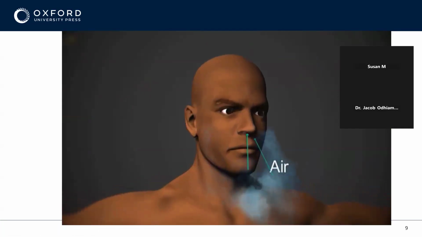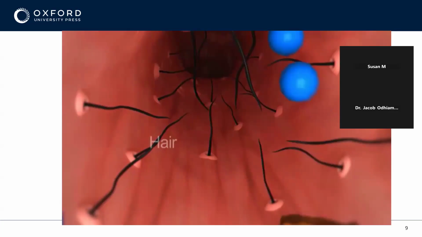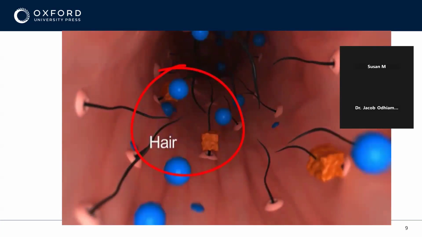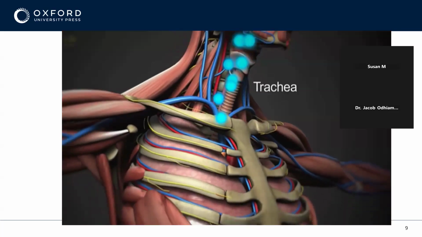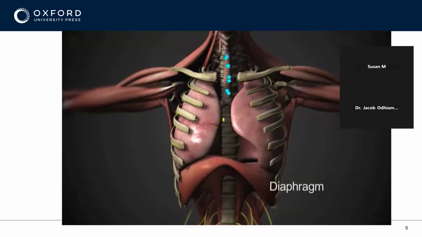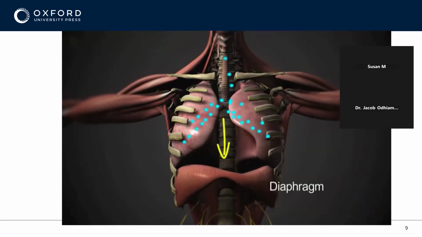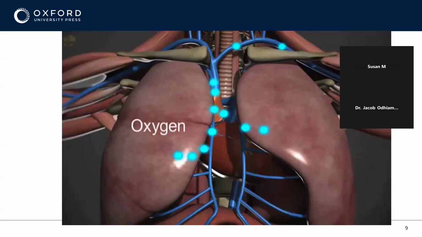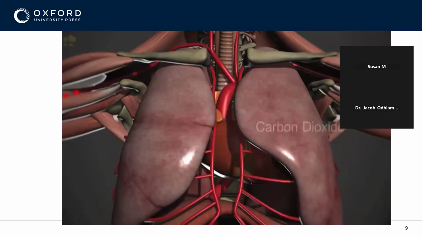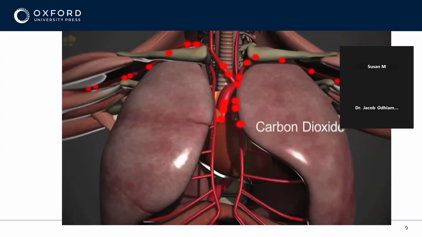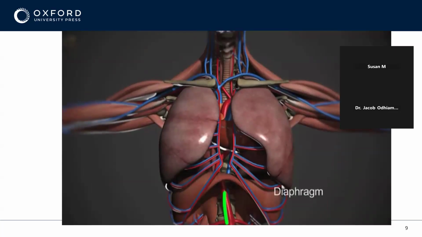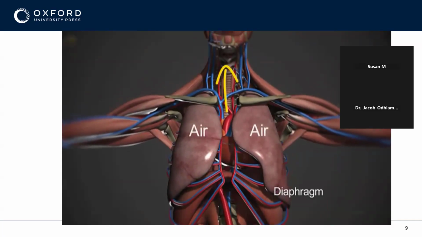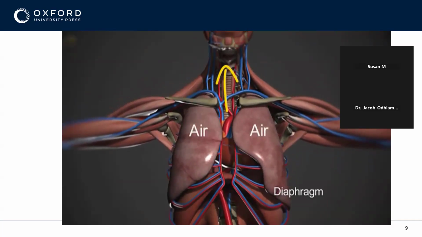When breathing in, air enters through the nose. Hair in the nose traps dust and other particles in the air, making it clean. This air then moves to the lungs through the trachea. The diaphragm moves downwards to allow air to enter the lungs. Exchange of gases takes place in the lungs. Oxygen moves from the lungs into the blood. Carbon dioxide moves from the blood into the lungs. The diaphragm moves upwards. This forces air in the lungs to get out through the trachea and the nose. This is breathing out.